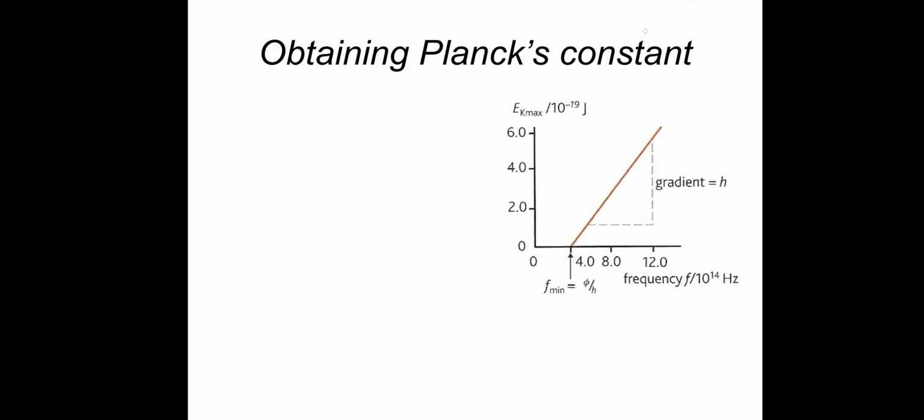So, a bit of maths: how do we obtain Planck's constant? We have a graph like this, and it's from the gradient. You could be asked to show this or calculate this in an exam. So the equation is hf equals the work function plus the kinetic energy. And as you can see, we've got kinetic energy on the y-axis and frequency on the x-axis.